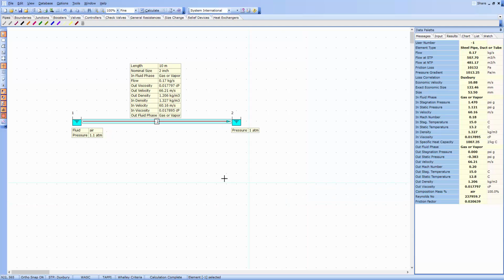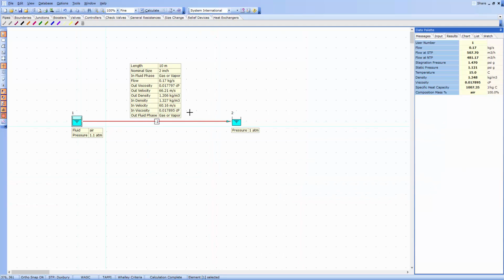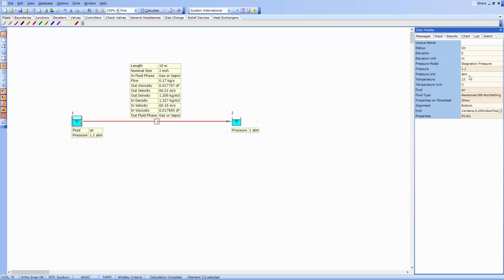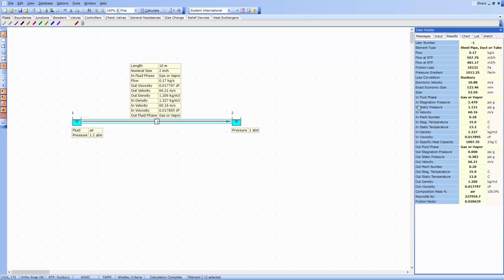So this is just an example case of a single pipe transporting air from a pressure of 1.1 atmospheres to an outlet pressure of 1 atmosphere. And we can see the physical properties have been calculated for the inlet and outlet of this pipeline. We can clearly see from the calculated results here that the velocity, for instance, has increased from the inlet condition of 60 meters per second to 66 meters per second at the pipe outlet. The density has also changed from 1.3 at the inlet to 1.2 kilograms per meter cubed. So the physical properties are all calculated accordingly.